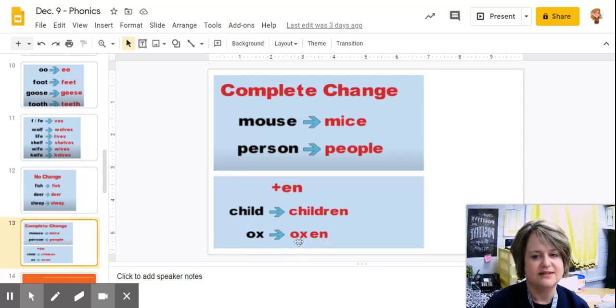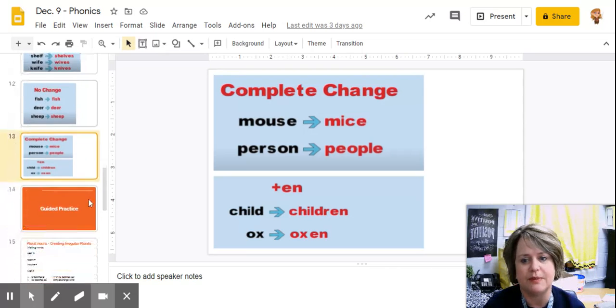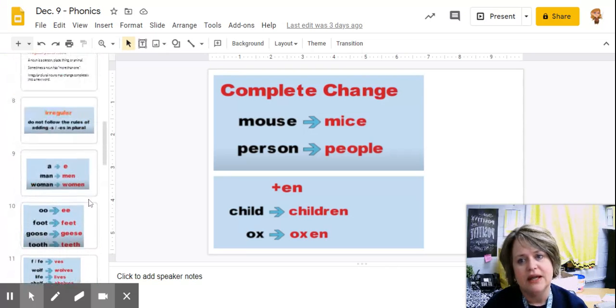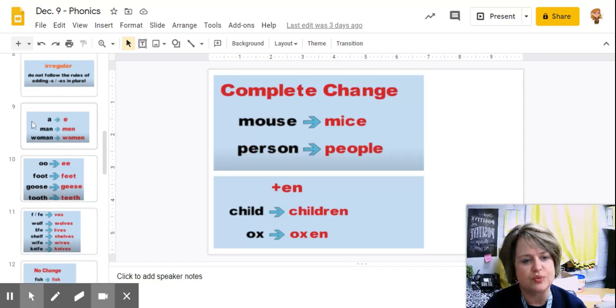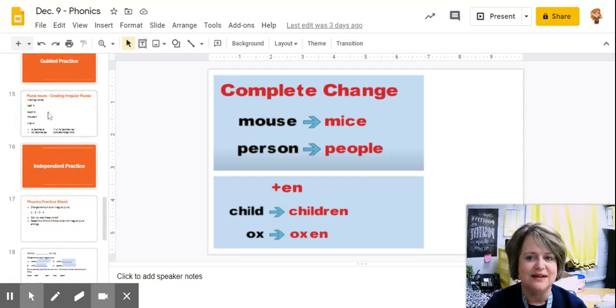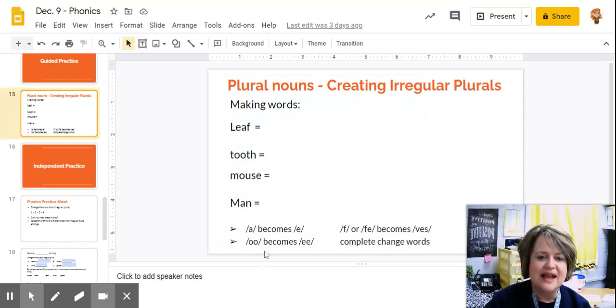Children and oxen, okay? Wow, that was a lot, Mrs. Steck. Man, you just really exploded my brain so much because I had so much to remember. I know, it's a lot to remember. If you want to put these rules in your notebook and go back and pause these just so you have A to E, OO to EE, FE to VES, or no changes, you can, just to help you a little bit. I did add those down here as we're making our words.